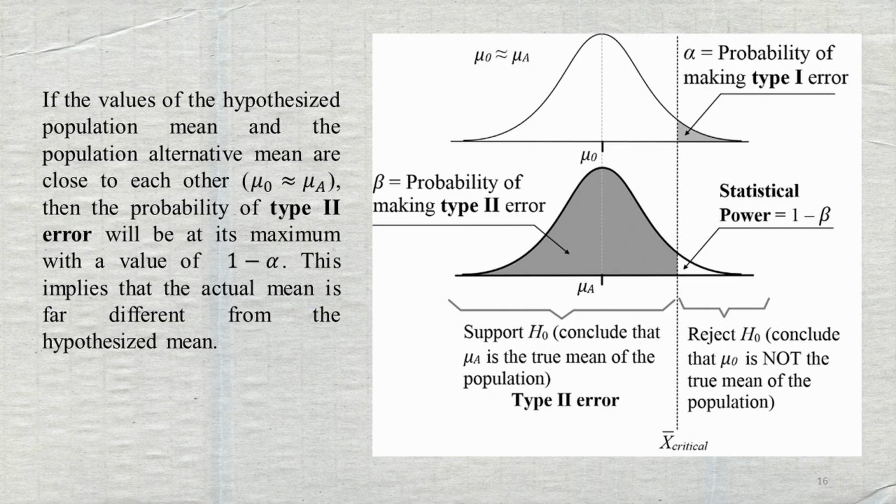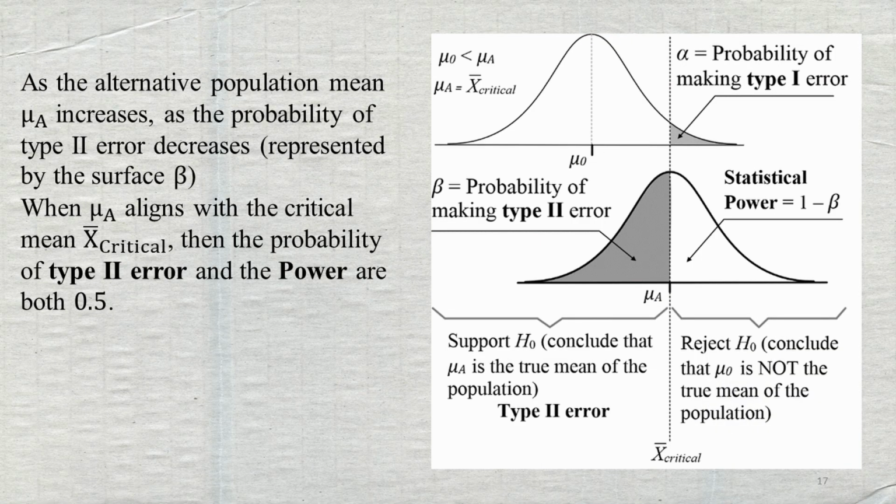Continuing our discussion about the type 2 error, this figure shows that if the values of the hypothesized population mean and the population alternative mean are close to each other, mu 0 approximately equal to mu A, then the probability of type 2 error will be at its maximum, with a value of 1 minus alpha. This implies that the actual mean is far different from the hypothesized mean. The next figure shows that as the alternative population mean, mu A, increases, the probability of type 2 error decreases, represented by the surface beta.